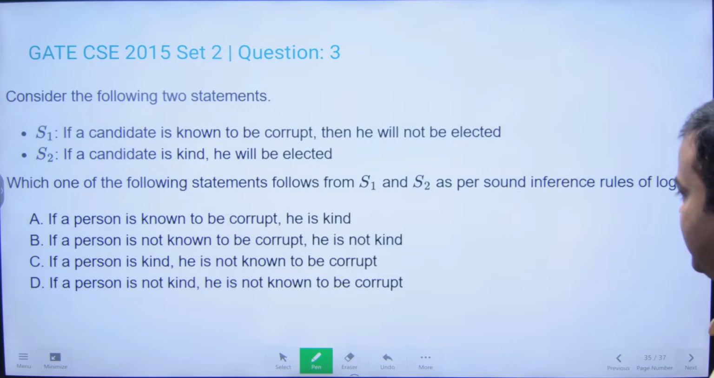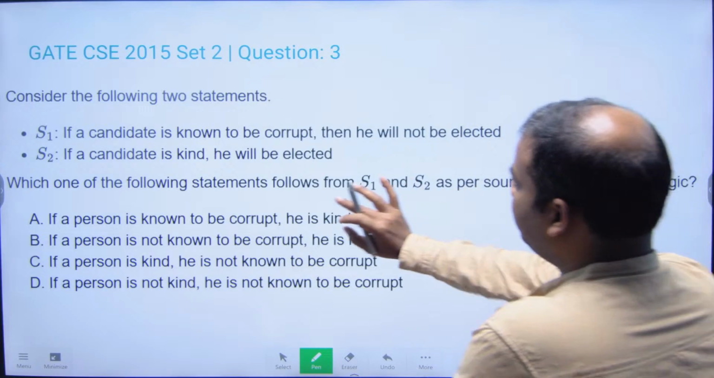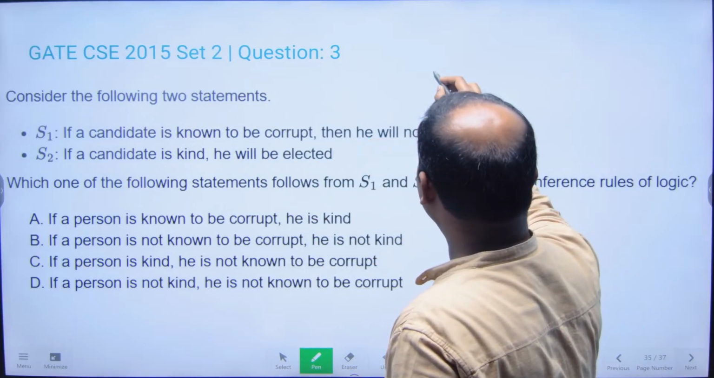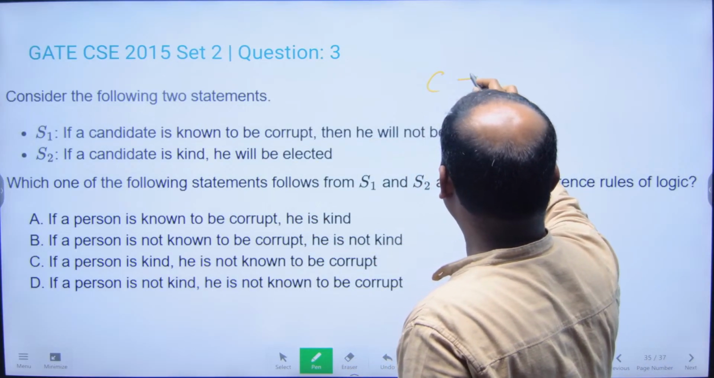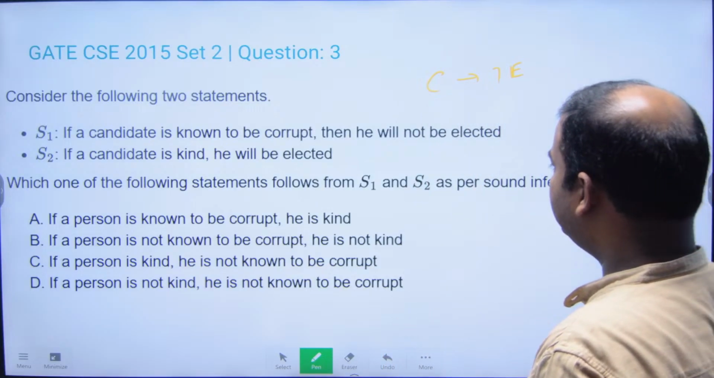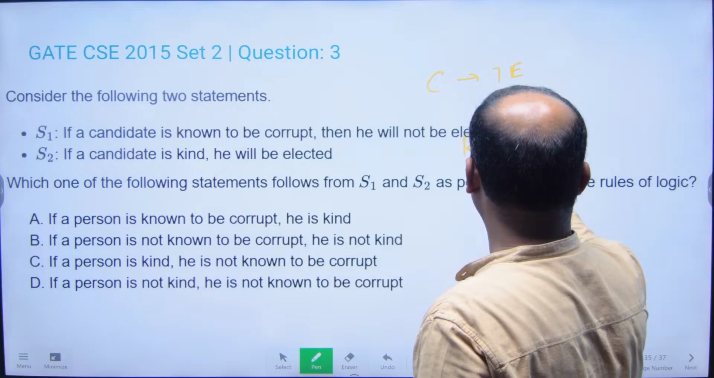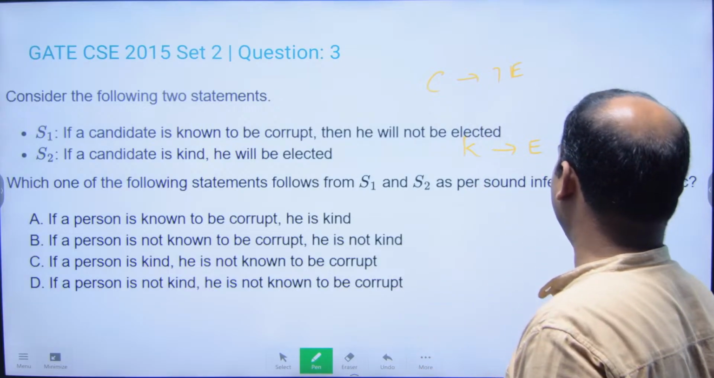Option C. If a person is kind, he is not known to be corrupt. What is the first statement? If a candidate is known to be corrupt, he is not elected. If a candidate is kind, he will be elected. Okay, correct.